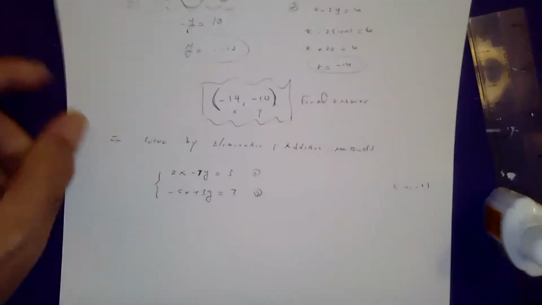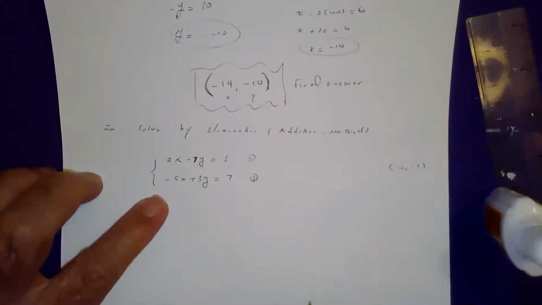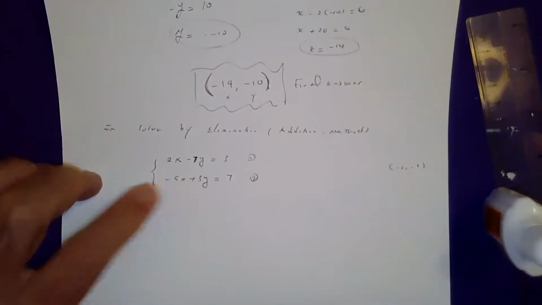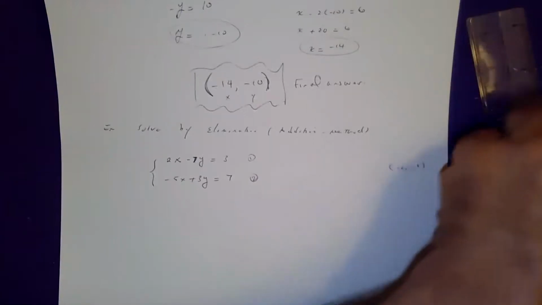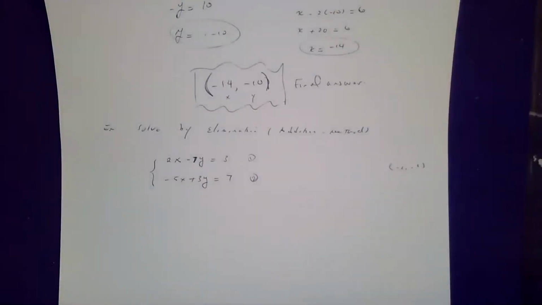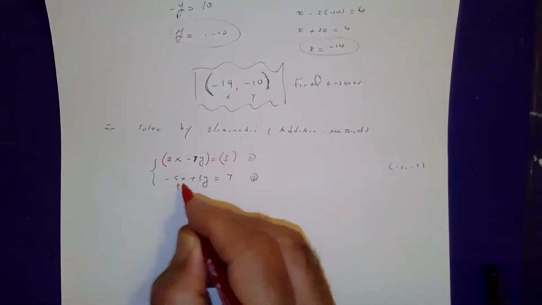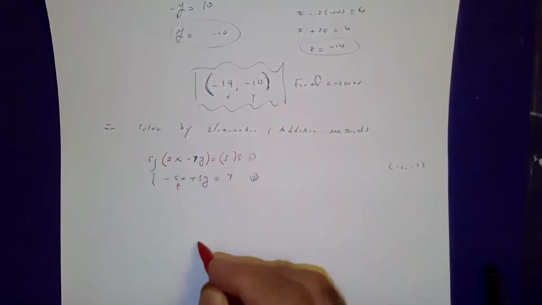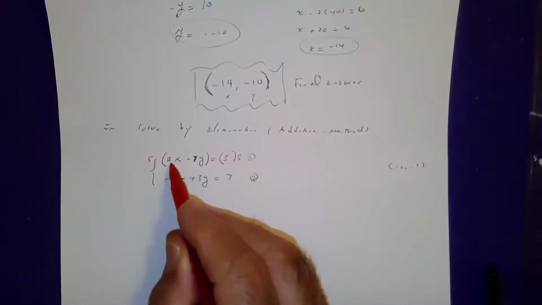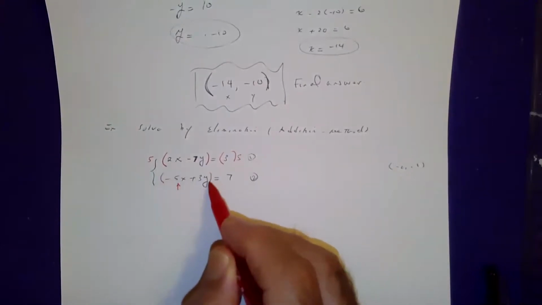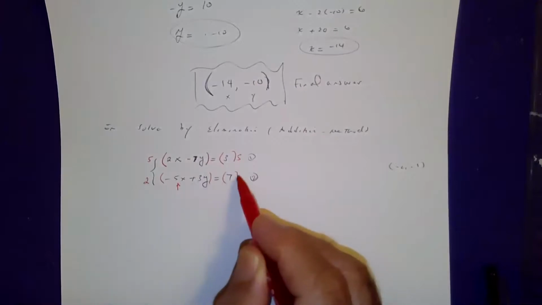Sometimes we are not lucky as the previous example, and when you add, neither x's nor y's disappear. So now you have to come up with a smart way of eliminating either x or y, whichever, it doesn't matter. So let's say I decided to wipe out the x's. You know what I'm going to do. I'm going to multiply both sides of equation number 1 by this number, 5. Then I'm going to look at the coefficient of x on top, and I'm going to multiply both sides of this equation, both sides, by 2.